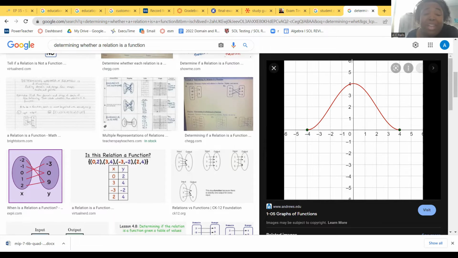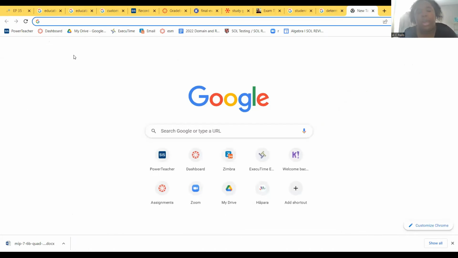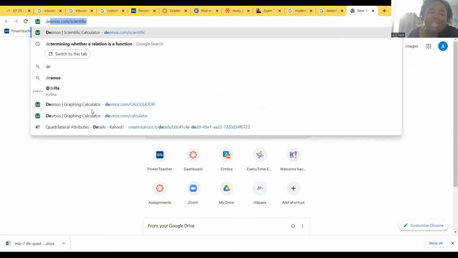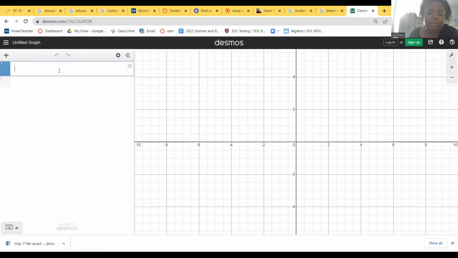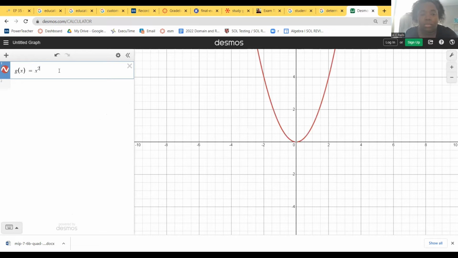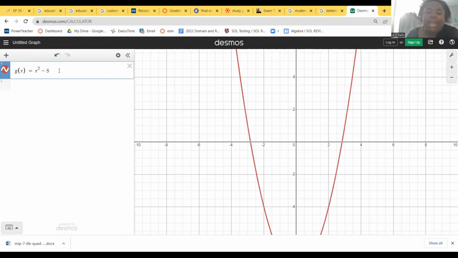Now, if they give you an equation, and they ask you whether or not it's a function, all you have to do is take that equation and graph it in Desmos and see whether or not the relationship is a function. For example, they gave you g of x is equal to, let's say, x squared plus, we'll do minus 8.